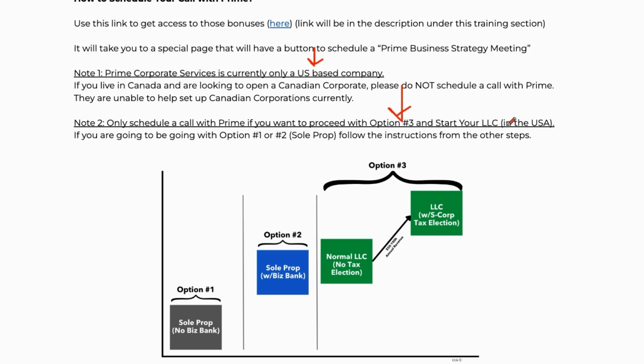I understand that on the phone, they're going to try and talk to me about some of the other services, but this is obviously in exchange for them helping me out with this awesome offer. And so if you understand all of that, then go ahead and proceed with scheduling a call with Prime, okay? If you're going to be going with option 1 or option 2, you've got to make sure that you are following the steps for those options. This call with Prime Corporate Services is only for option number 3, okay?